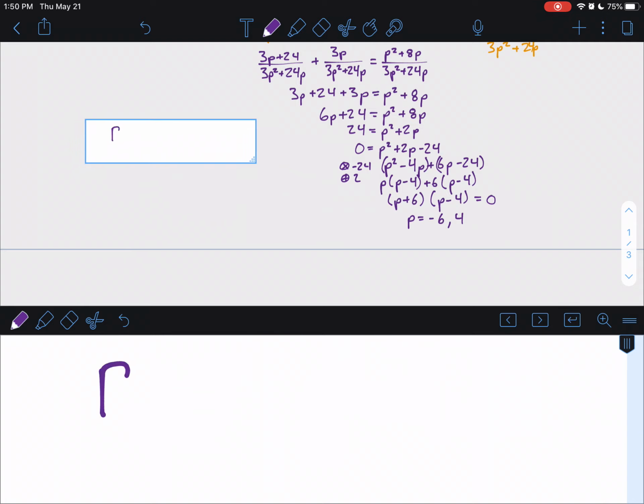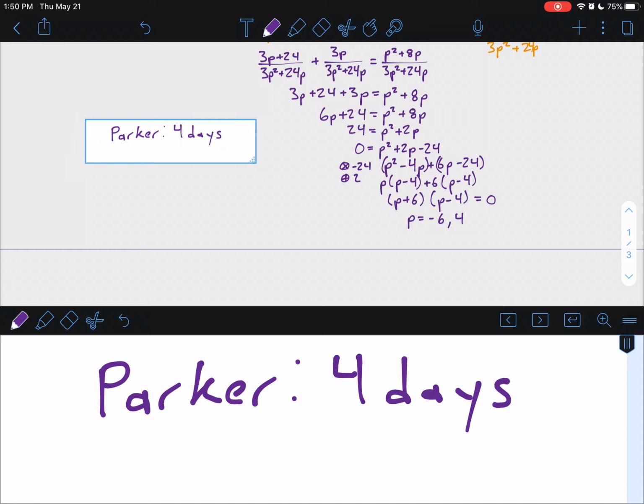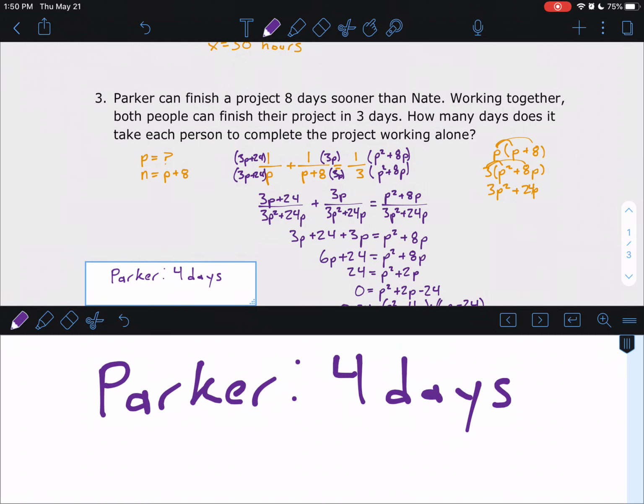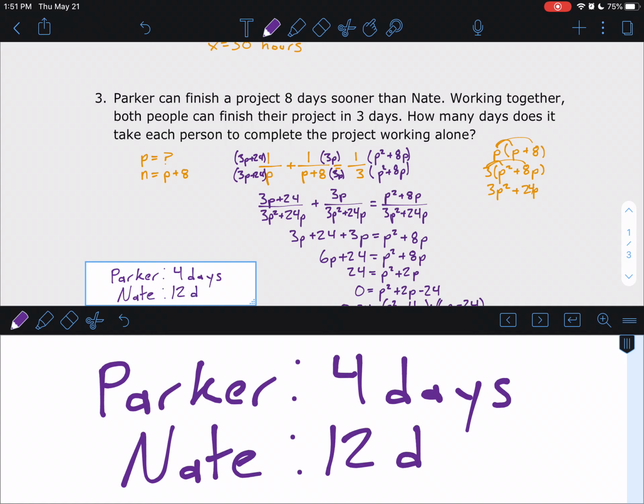So we will come over here and say Parker, 4 days. And we said Parker is finishing his project 8 days sooner than Nate. So Nate finishes 8 days later. 4 plus 8 is 12, which means Nate finishes his project in 12 days. But if the two boys work together, they can finish it in 3 days. So yeah, that's all we have to have. 4 days and 12 days.